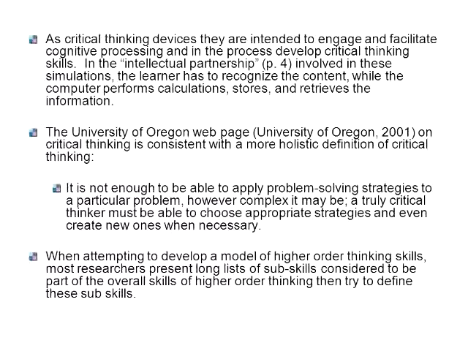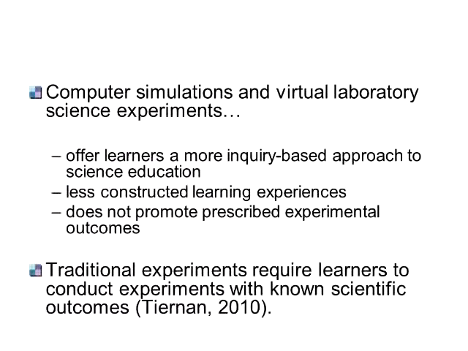When attempting to develop a model of higher order thinking skills, most researchers present long lists of sub-skills considered to be part of the overall skills of higher order thinking, and then try to define these sub-skills. By letting the student define their own learning situation, they're thinking in a critical situation. That's the whole concept of scientific learning, to think critically and to learn to analyze. So rather than define what these goals and outcomes are, students perform in the labs, we can actually have them define it themselves as they move throughout the lab itself.